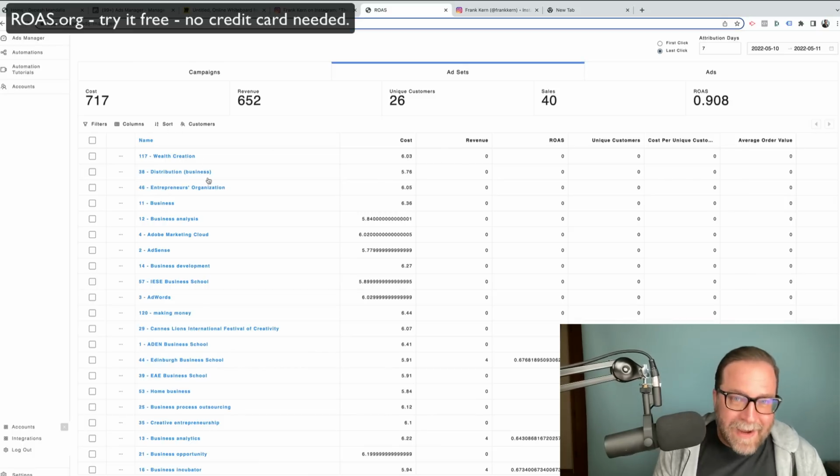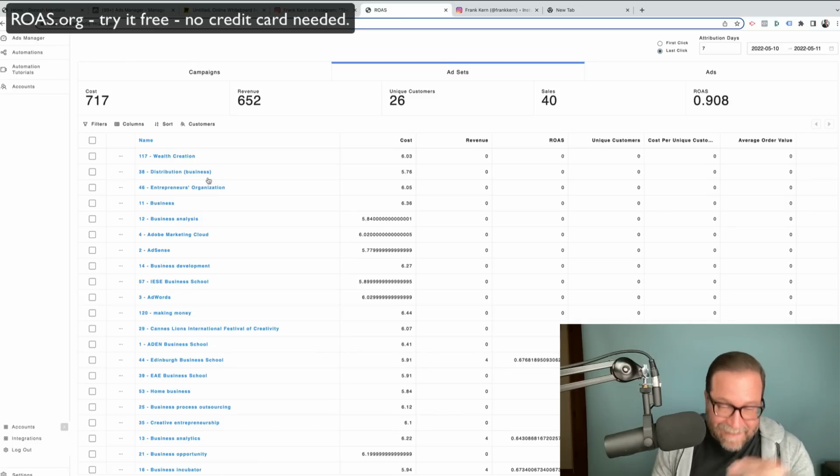There's no possible way I'd be able to do that at a profit consistently, showing the same ad since June, if I didn't have a tool like ROAS.org that allows me to automate all of this kind of stuff. I'd have to be managing 120 different audiences in one single campaign personally. There's no way I'm going to do that. I'm going to mess it up, right?